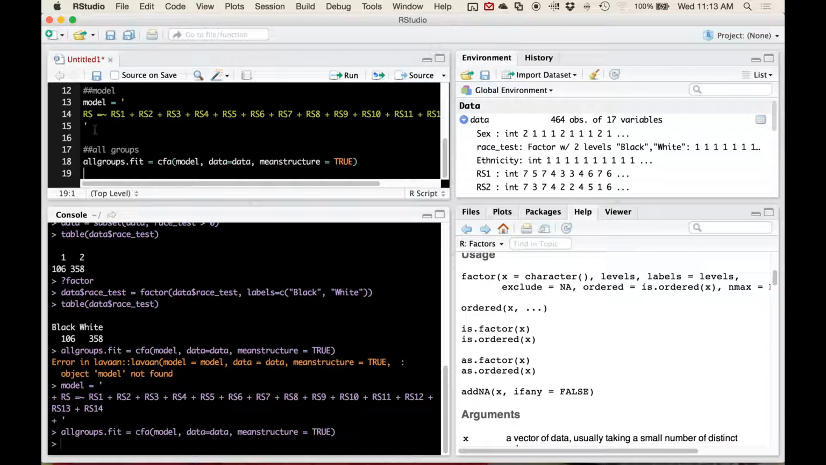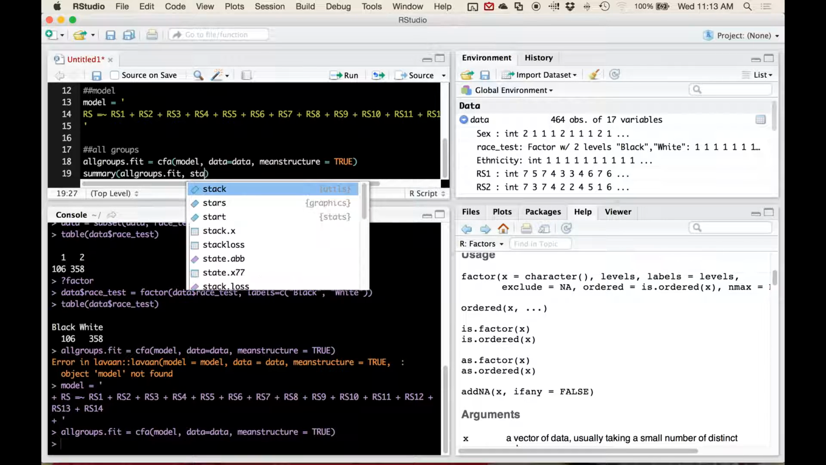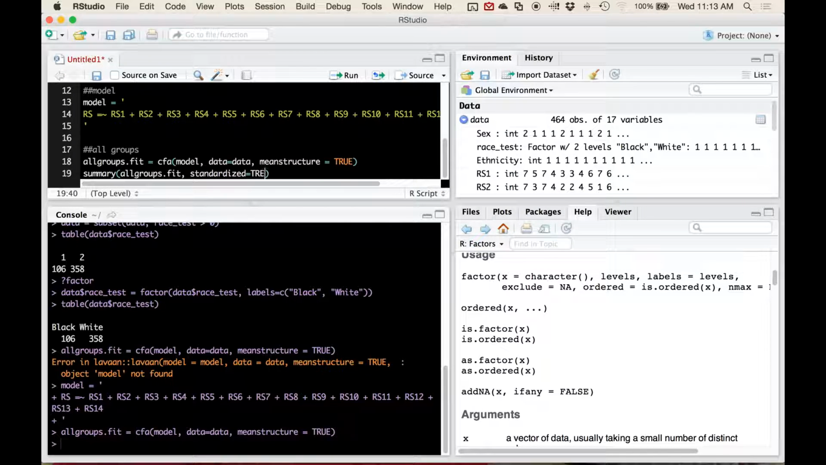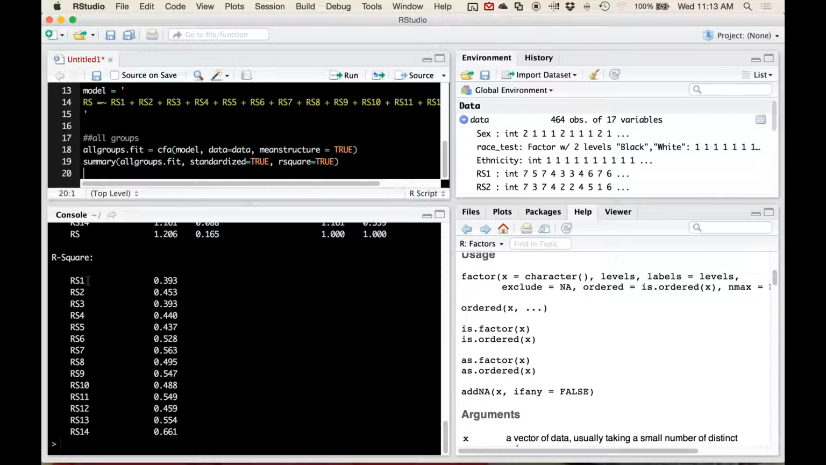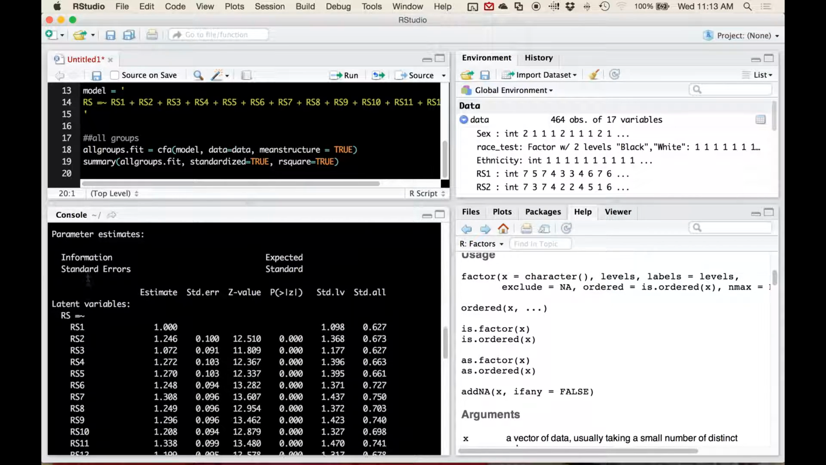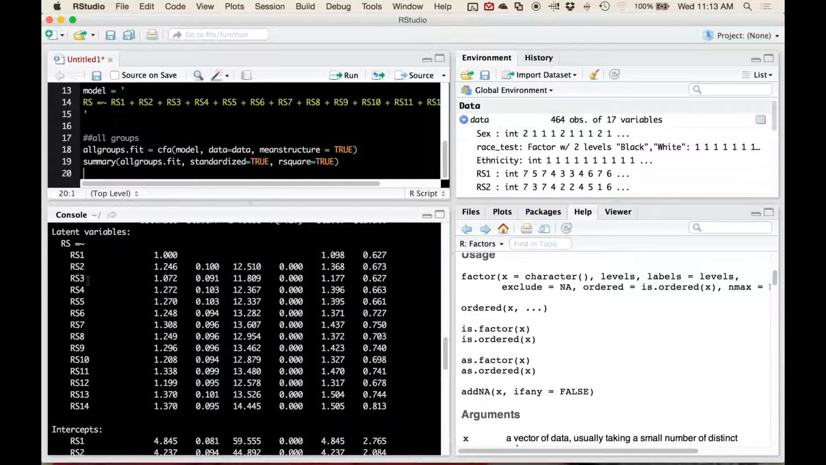So it ran fine. Let's look at a summary of that. Let's turn on standardized equals true and r square equals true, so we can make sure we don't have any Heywood cases. I'm looking at this. I've got my latent loadings, which aren't too surprising. If I look at standardized all, they're all very strong, so I know that all the questions load appropriately on their factor.